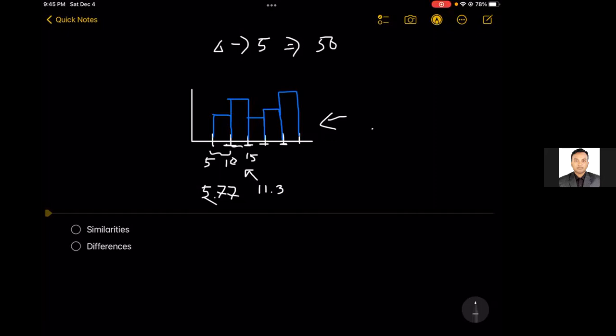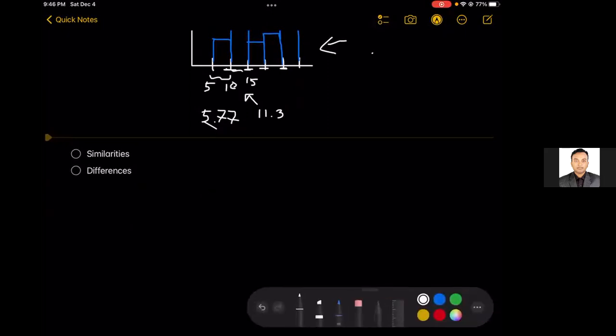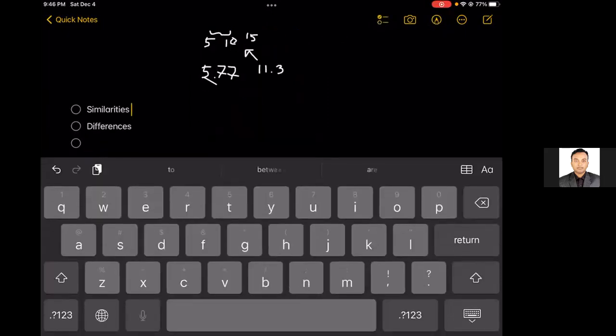Okay, what's next? Okay, we want to ask this question next, which is, if we have a discrete set of values, a set of discrete numbers, what type of numbers work well for a stem and leaf plot? Okay, let me write it for you real quick.